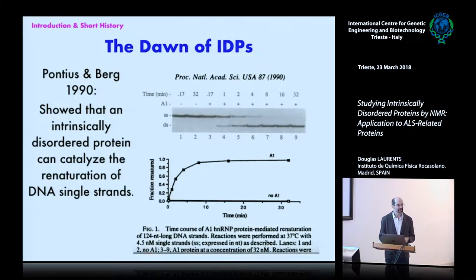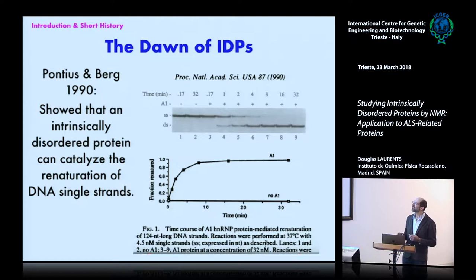So I think this is the first paper where they really describe the idea of what an intrinsically unfolded protein is doing. Okay, so in this paper in 1990, Pontius and Berg showed that an intrinsically disordered domain of a protein called hnRNP A1 can catalyze the renaturation of single-stranded DNA. So they took single-stranded DNA, and they mixed it with this protein, and they found that double-stranded DNA would rapidly form in the presence of the protein, but without the protein, the renaturation of the two single-stranded DNA strands is very slow. So look, in 1990, you can publish a PNAS paper with just gels. You know, it's fantastic.